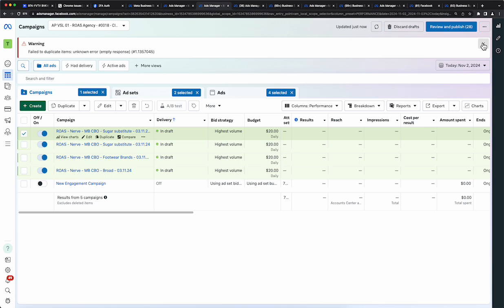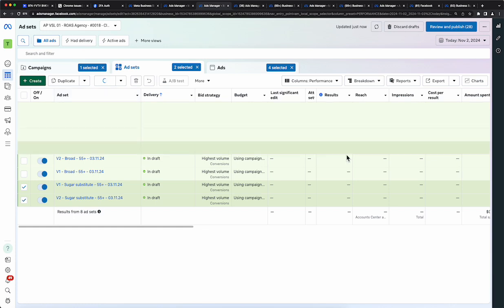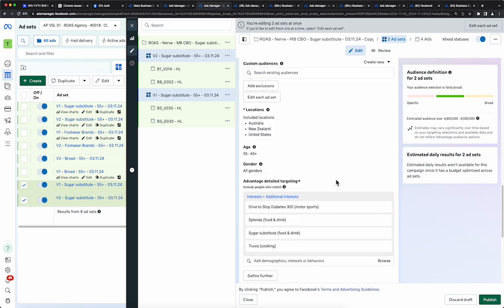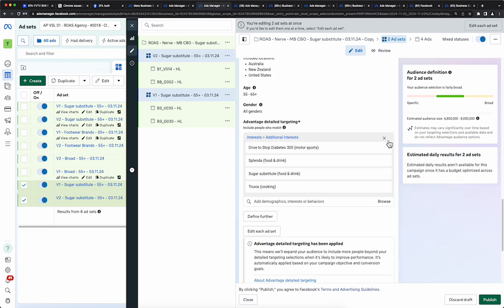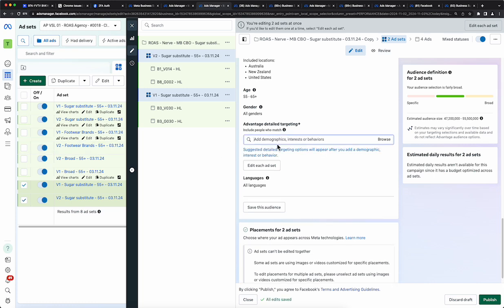Okay, let's remove that. It's annoying me. Let's go into the ad set level again. Let's remove all of these. And let's have a look at ChatGPT. What else did we get suggested? It was compression socks, right?